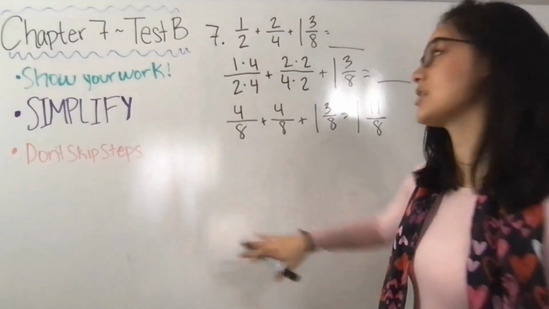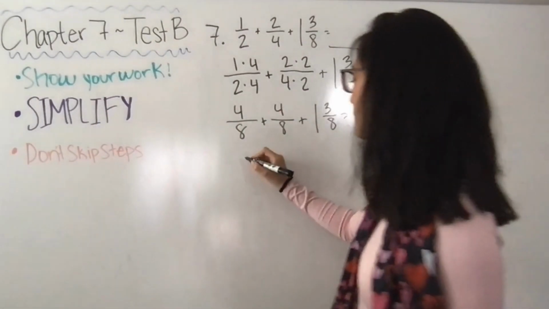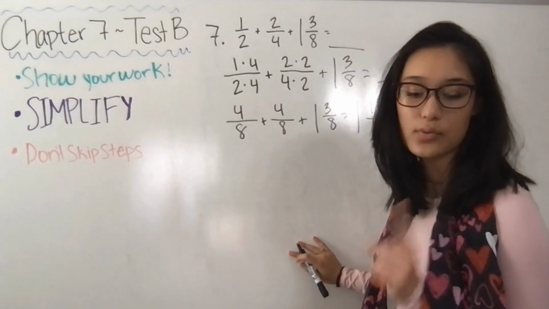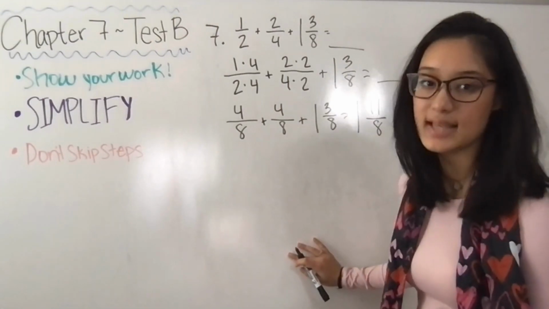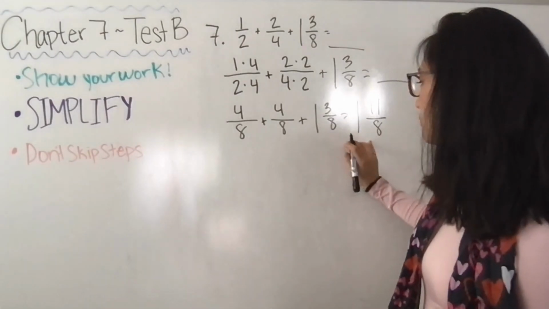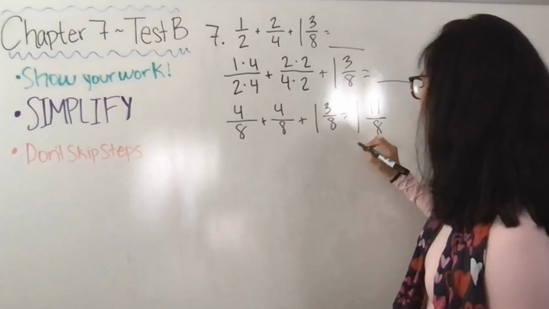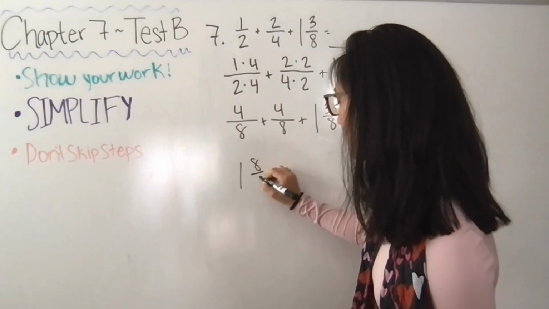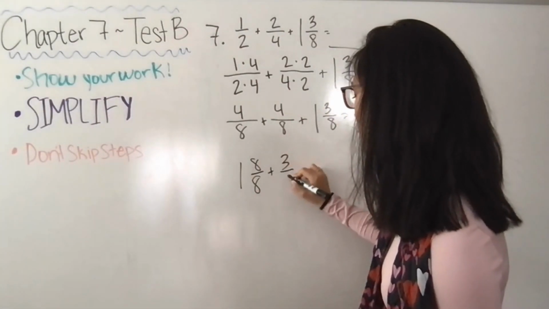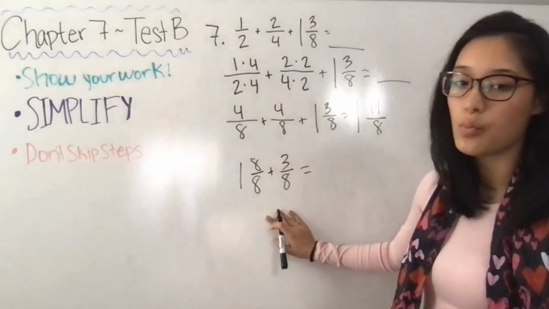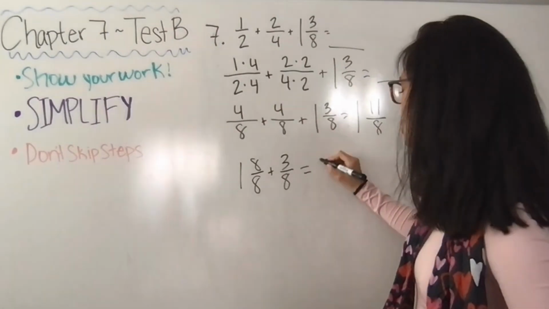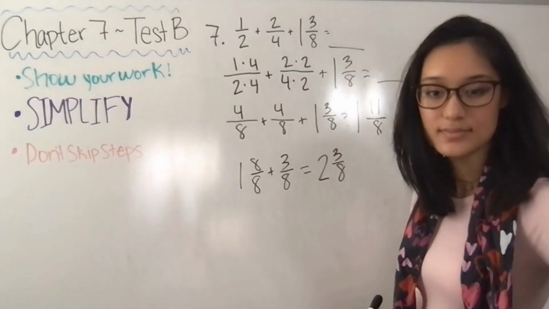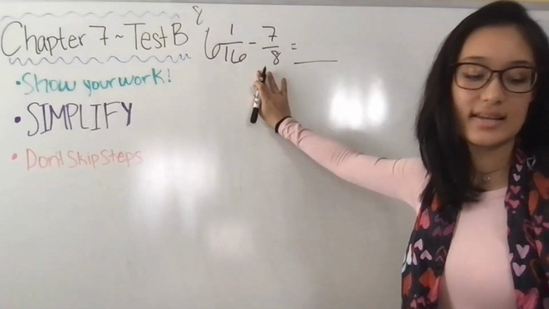But we have to simplify. You can't just leave it as 1 11/8. How many times does 8 go into 11? 1 time, with a remainder of 3, because 11 minus 8 is 3. So, this is really 1 8/8 plus 3/8. And 1 8/8 really equals 2. So your final answer is 2 3/8.